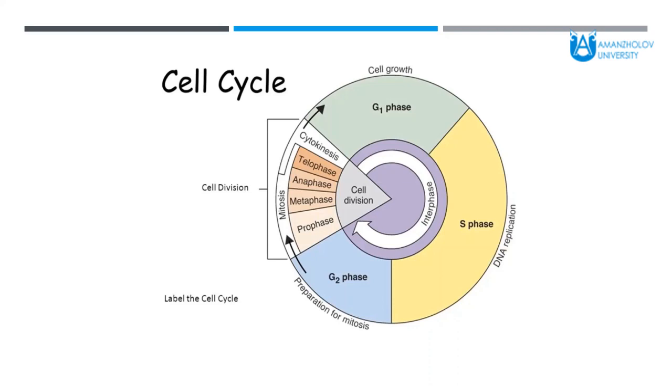The normal cell cycle consists of two major stages. The first is interphase, during which the cell lives and grows larger. The second is the mitotic phase.